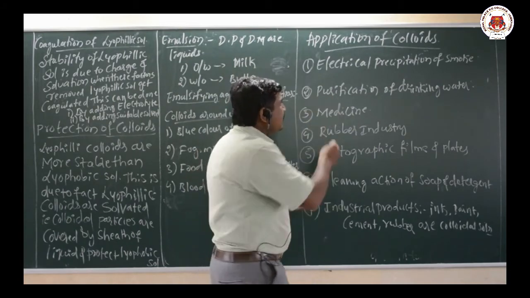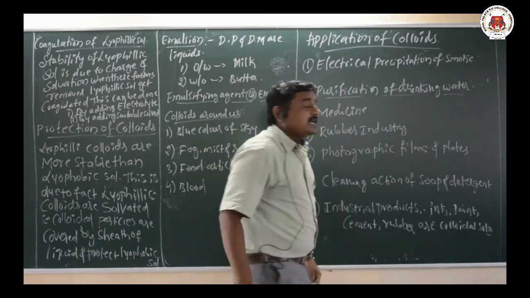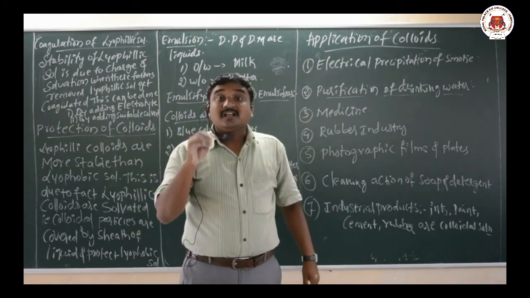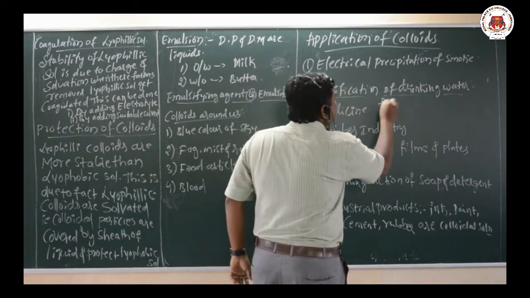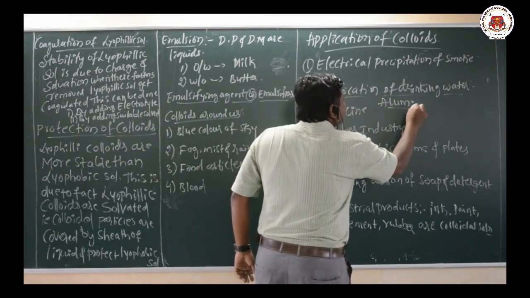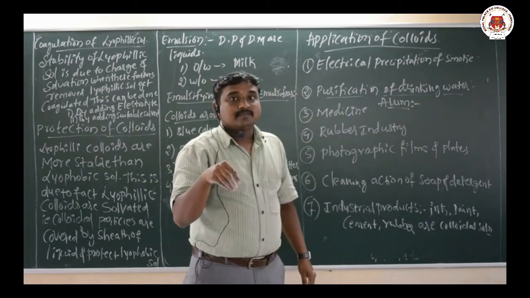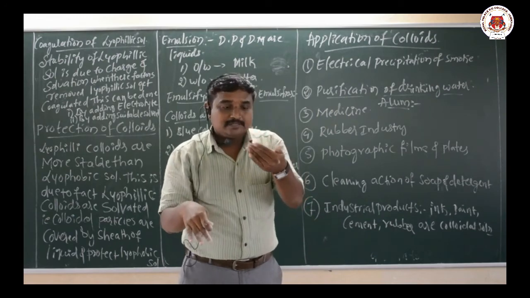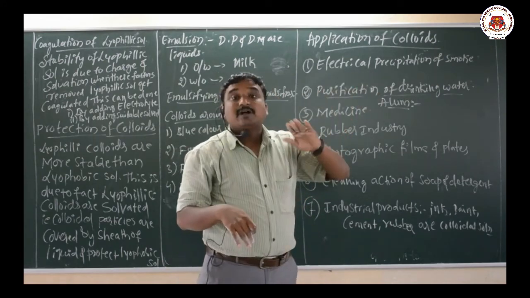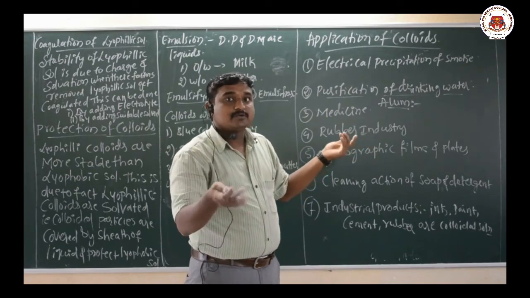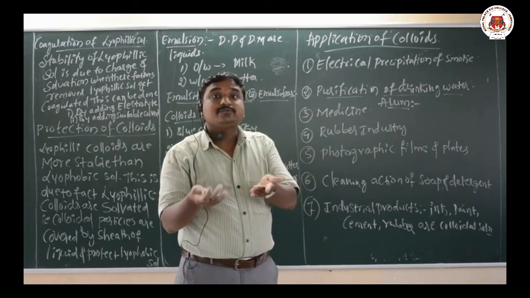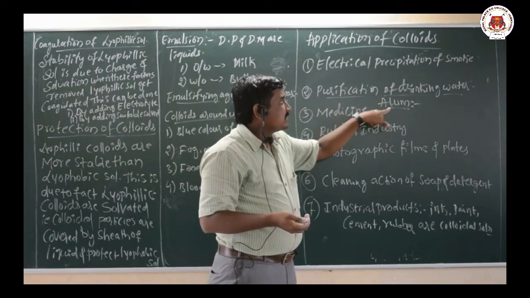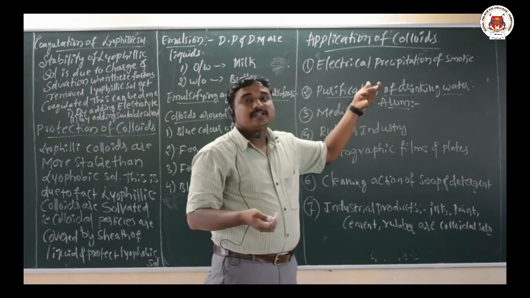Second one, purification of drinking water. For drinking water purification, alum can be used. After alum is added to the drinking water, the impurities get aggregated and settle down. That gives purified water. So alum leads to the coagulation of impurities present in impure water, which gives pure drinking water.